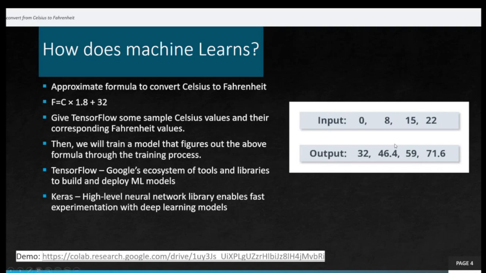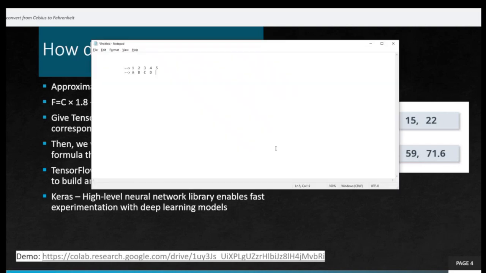So for example, if we have input Celsius as 0, then the Fahrenheit would be 32. If it is 8, then 46.4, and 15 gives 59, and 22 gives 71.6. If we give this data, the machine starts to make a pattern: if it is 0, then it is 32, if it is 8, then it is 46.4. It is similar to what I have just drawn here.